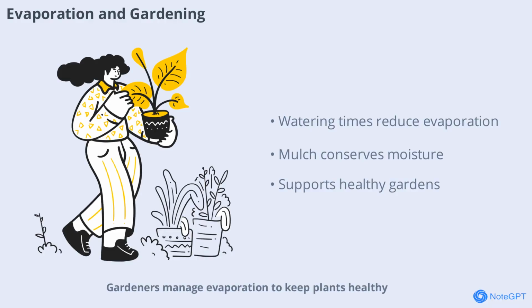Gardeners manage evaporation to keep plants healthy. Watering early in the morning or late in the evening reduces evaporation, helping soil stay moist. Mulch and shade can also slow evaporation, conserving water and supporting plant growth. Understanding evaporation helps gardeners create thriving, sustainable gardens.